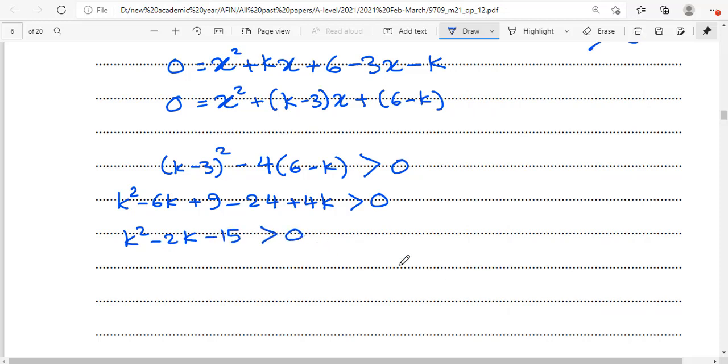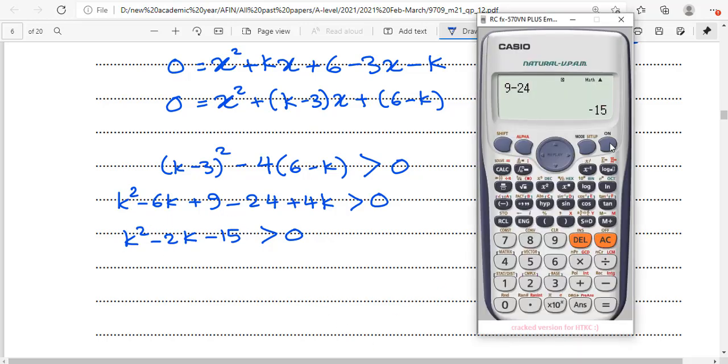greater than 0. Then we solve this by calculator, or you can solve it with the quadratic formula, which is provided in the MF19. Go to mode, number 5, number 3, then enter the coefficients. K squared has no number in front of it, which is 1, then negative 2, then negative 15, press equal, so k is 5, negative 3.